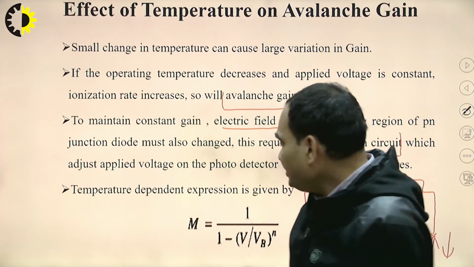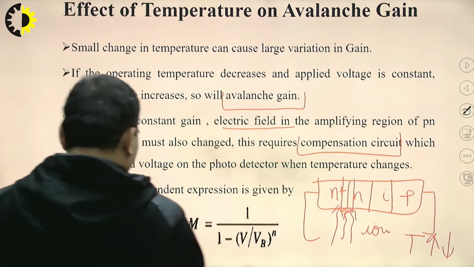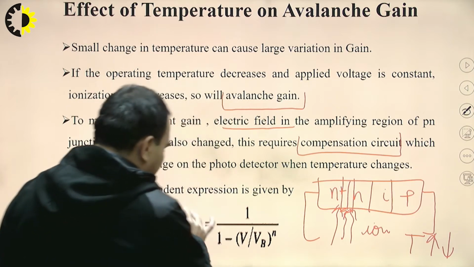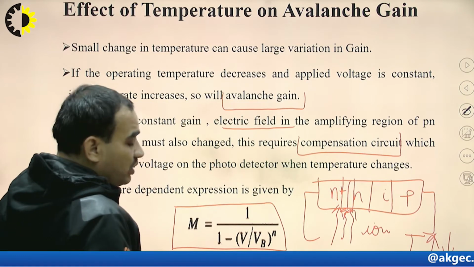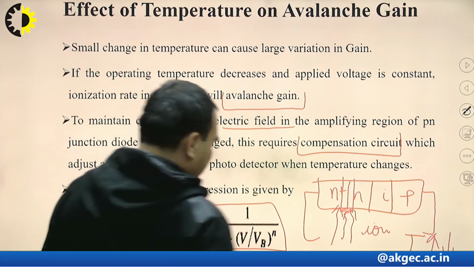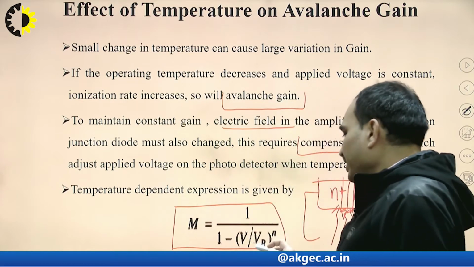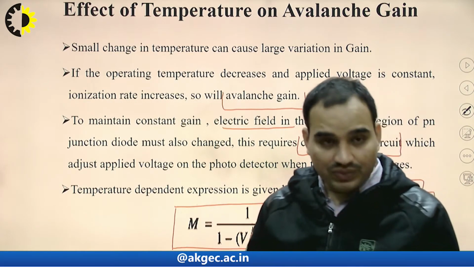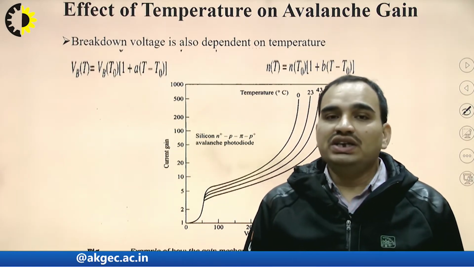The temperature dependent expression is given by M, where M is the multiplication factor, equal to 1 upon 1 minus V by Vb raised to the power n. Here Vb is the breakdown voltage, and V is the applied voltage, or you can say the bias voltage. The breakdown voltage is also dependent on the temperature.